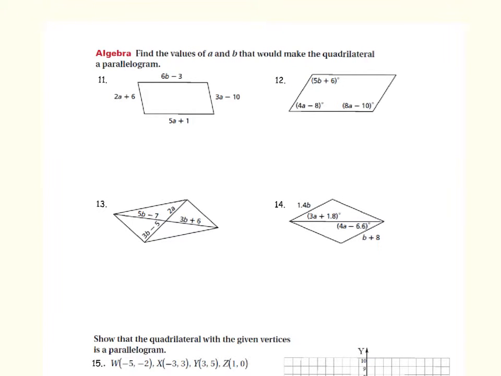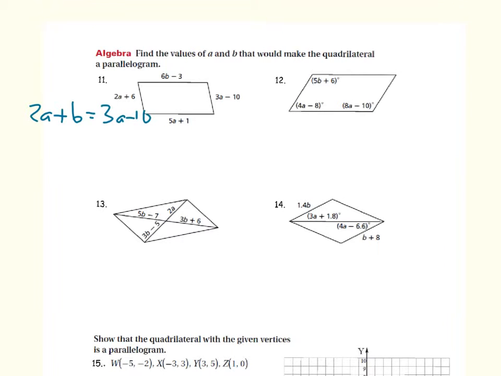Okay, find the values of A and B that would make the quadrilateral a parallelogram. Okay, so now instead of giving us and verifying that those values create the parallelogram, we have to find them. So, just like in the last example with the sides, I know that my sides should be congruent. So 2a plus 6 should equal 3a minus 10.